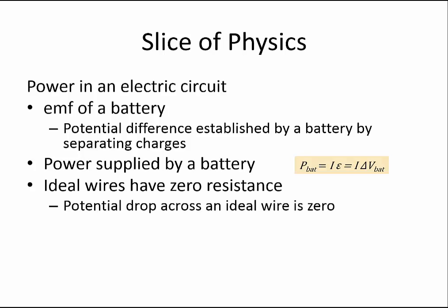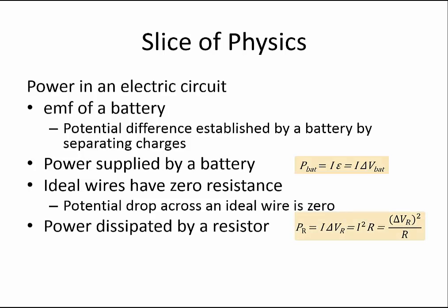And then we learned about ideal wires. These are wires that have zero resistance and so have no potential drop across them no matter how long they are. So potentials in our circuits will change only when we go through a battery or a resistor of some kind, and the connecting wires are considered to be ideal wires and have no potential drop across them. And finally, we learned that the power dissipated by a resistor equals the current through the resistor times the potential difference across the resistor, very similar form as the battery.